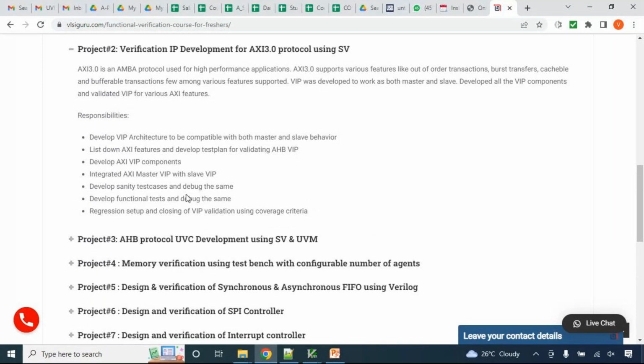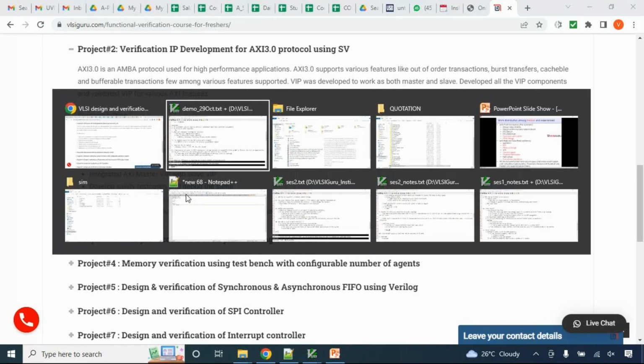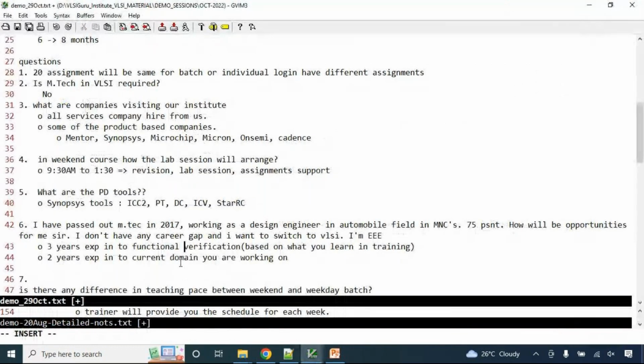If you get at least 10 opportunities, then you can join the training. If you don't get any opportunities, then think again. Let's say you update your resume with these projects, and you mention that you are 3 years into functional verification, 2 years into your current domain. Just see how many opportunities you get based on that resume update. If you are able to get at least 10 interview calls in a 1 week duration, then you know that you will get calls, right? Then you can join the training.